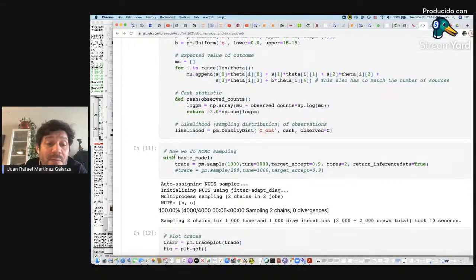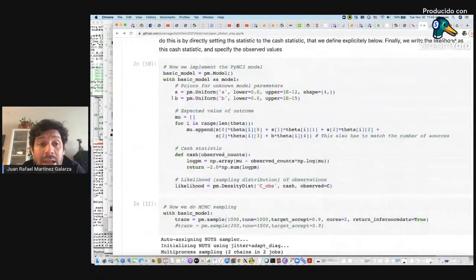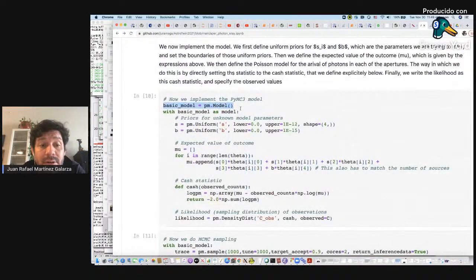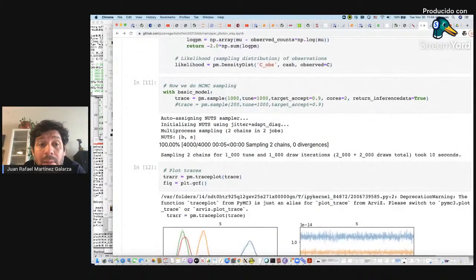So the best thing is that PyMC3 makes that very easy. All you have to do is, I have already defined my basic model here. This is my model with my data and my likelihood, and I have my expected values of the outcome. And I am going to just sample.